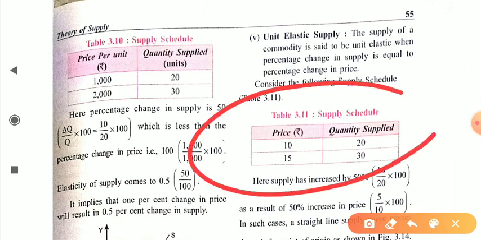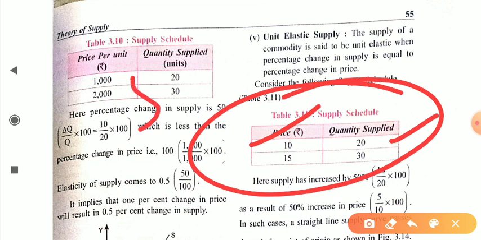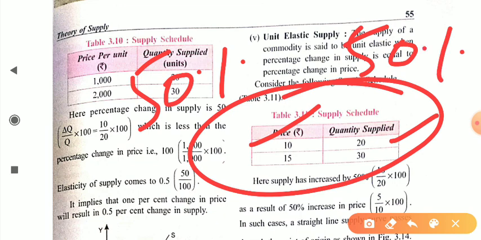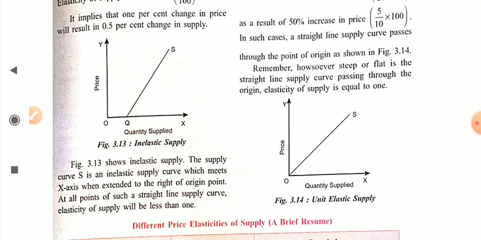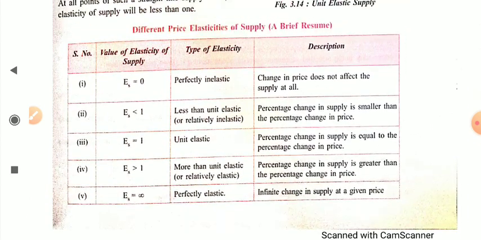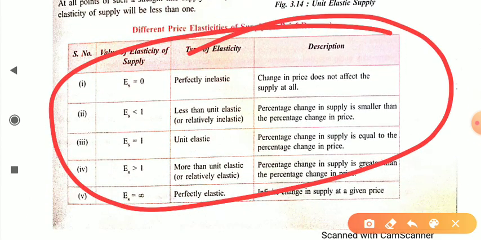You can see with the help of the table that the change in price is from 10 to 15 and the quantity supplied changes from 20 to 30. So the change in price is 50% and the change in quantity supplied is also 50%. So we can see that both are equal. So when the percentage change in quantity supplied equals the percentage change in price, it is simply known as unitary elastic supply. Okay, student, you can see with the help of this particular table.